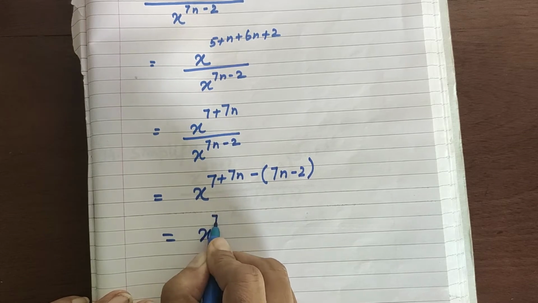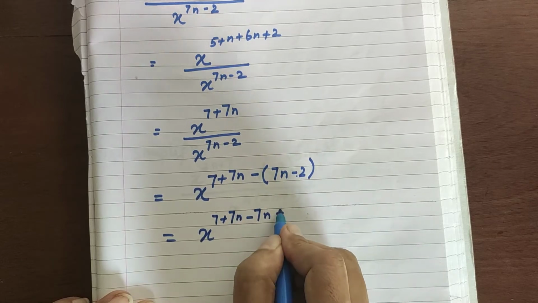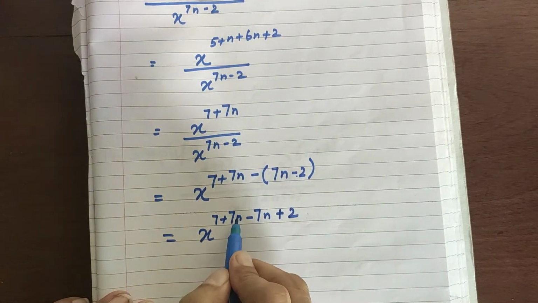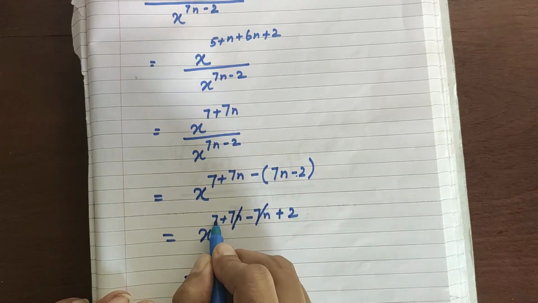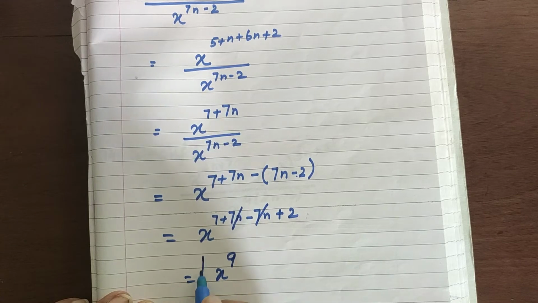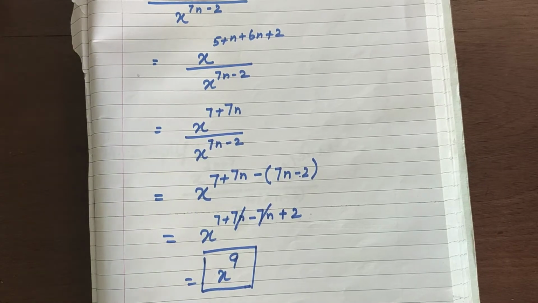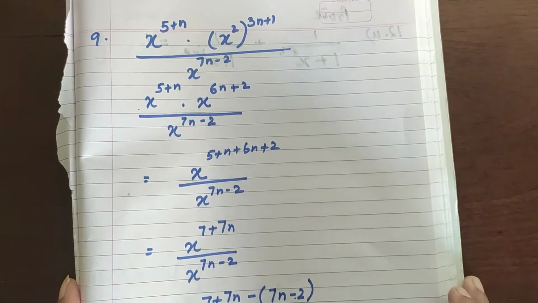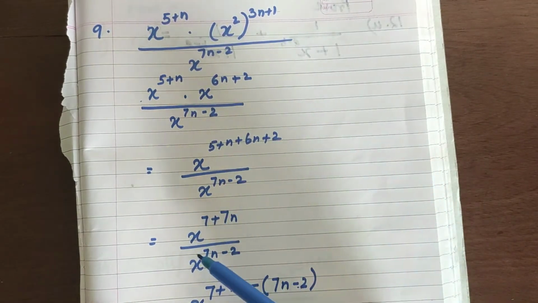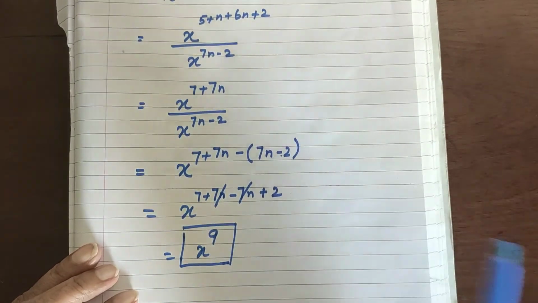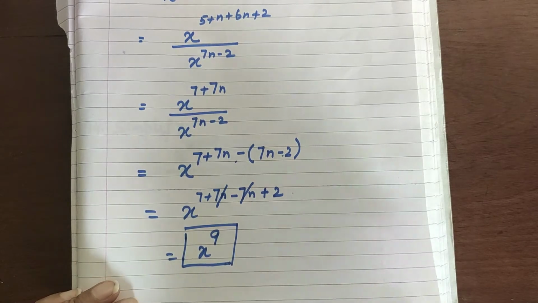Now you open the bracket, 7 plus 7n minus 7n, minus into minus becomes plus. So the 7n and 7n gets cancelled, so it is x to the power 7 plus 2 is 9. So this is the answer. Find the value. So first what I did is opened the bracket simply, then added the exponent, then because it is division, subtracted the exponent, changed the sign afterwards, and got the answer x to the power 9.